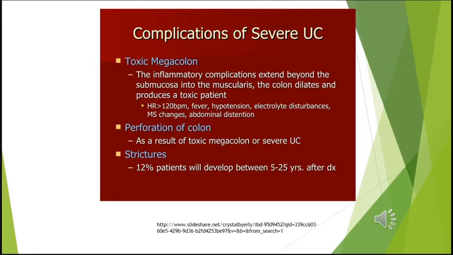Complications of severe ulcerative colitis are going to be a toxic megacolon, which means the inflammatory complications extend beyond the submucosa into the muscularis. The colon dilates and produces a toxic patient. So they get fever, hypotension, electrolyte disturbances, muscle changes, and abdominal distension. It can also result in a perforation and strictures. Oftentimes patients will develop strictures between 5 to 25 years after their diagnosis. So as something dies because of the lack of blood flow and the inflammatory process, the strictures are very difficult to deal with because they can result in bowel blockage.